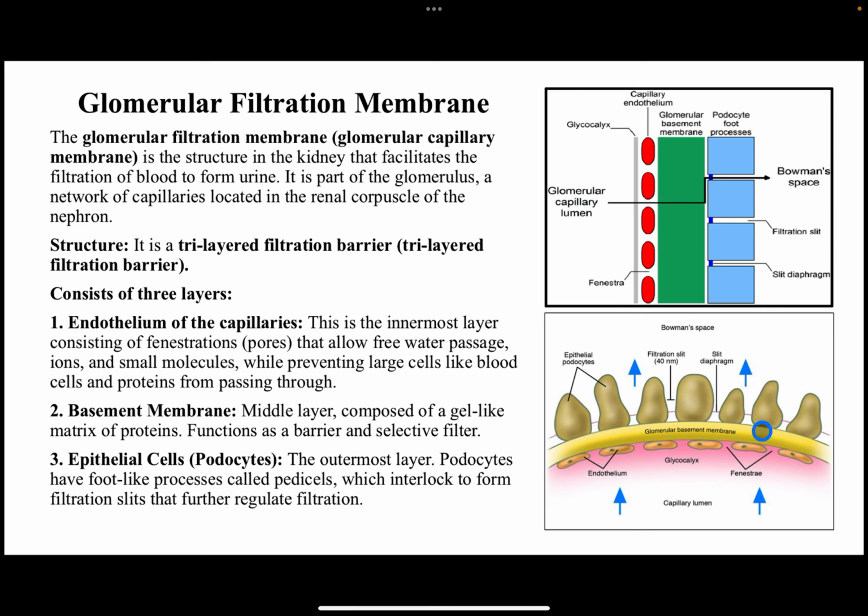Then we have the glomerular basement membrane, or the basement membrane. This is the middle layer, and it is composed of a gel-like matrix of proteins. In fact, this layer is what serves as the major barrier for selective filtration.